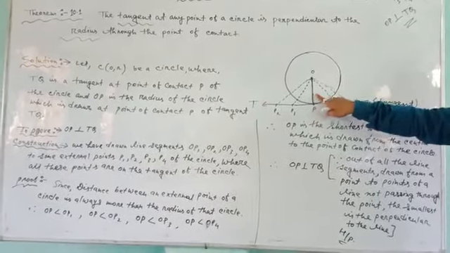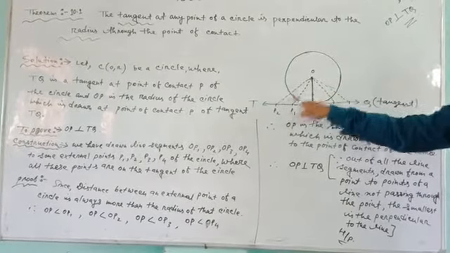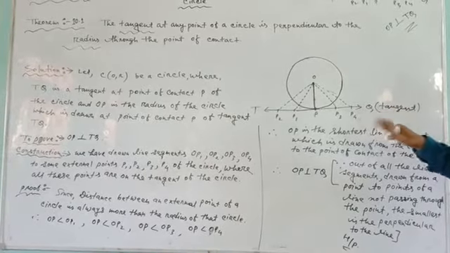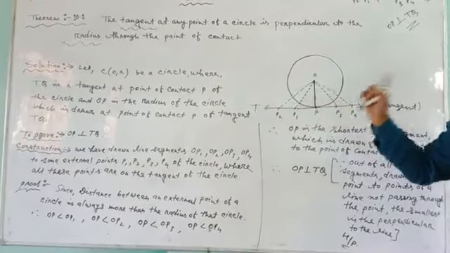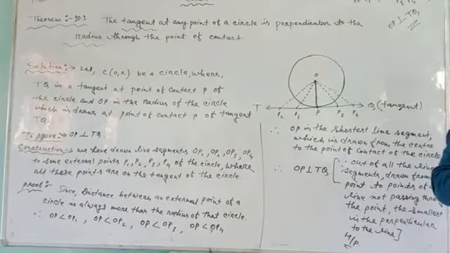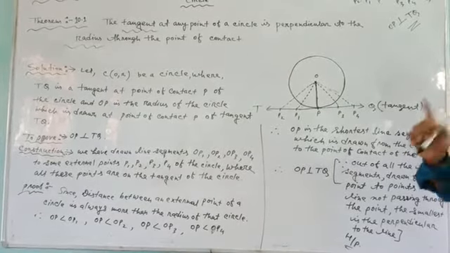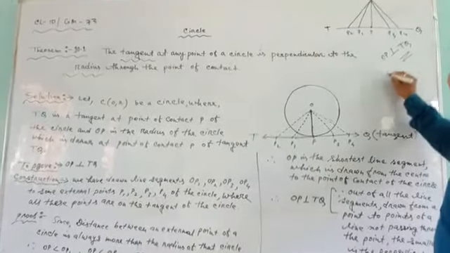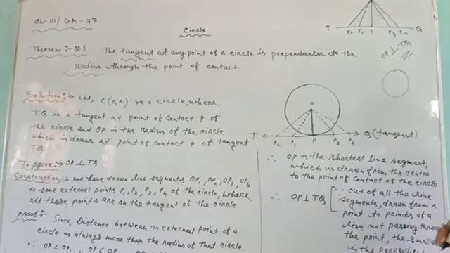That means this OP is shorter than OP1, OP2, OP3, OP4. So first of all you prove OP is the shortest. But how will you prove OP is the shortest? There is one concept related to the circle.